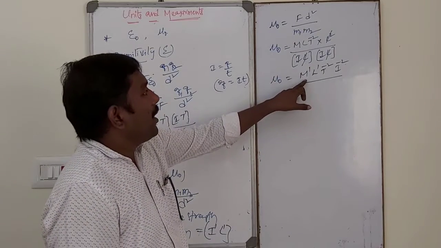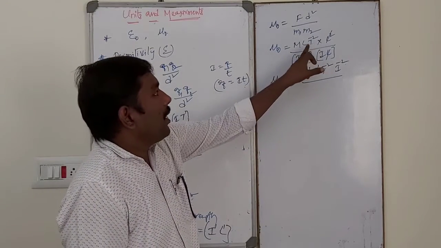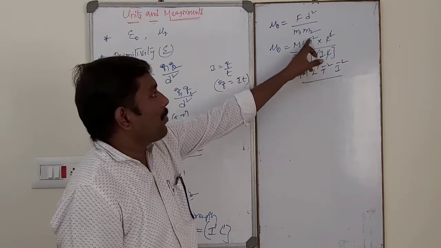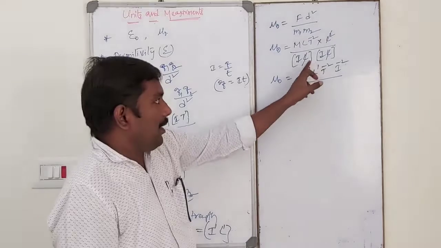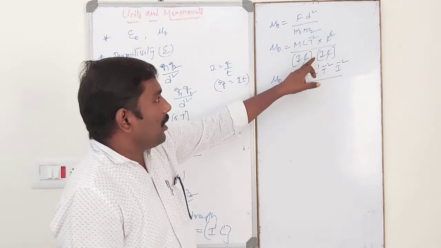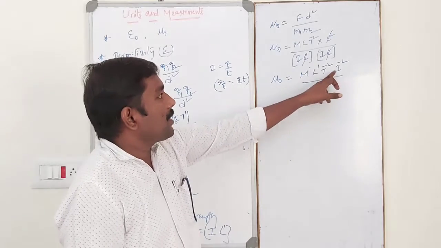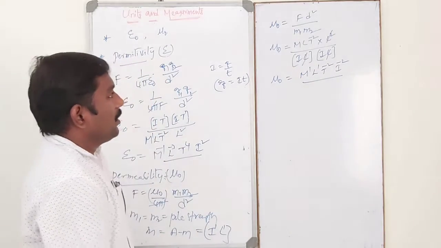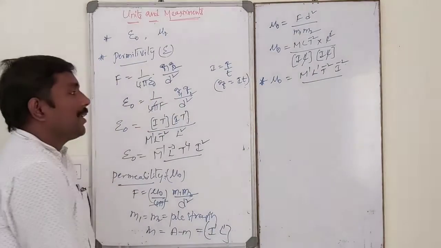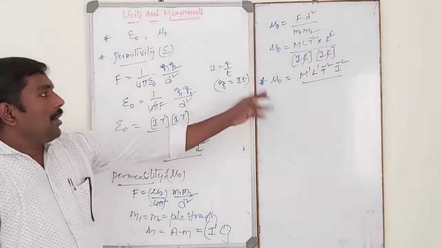See, M, only L is there, that is L power 1, and also T power minus 2, I into I square, it is taken from numerator to denominator. That is I power minus 2. So this is the dimensional formula for permeability.